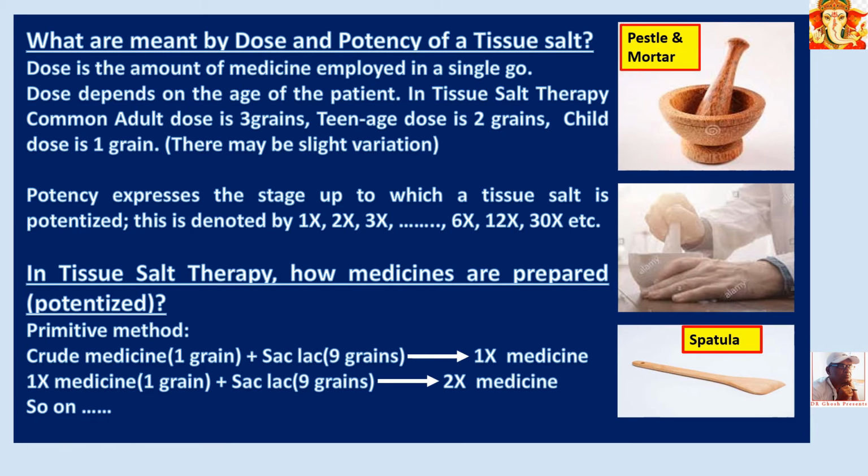Now, to go to 2x, you take 1 grain of 1x medicine and 9 grains of saclac. In the same way, you prepare 2x. This will go on. Whenever it goes higher, the medicine is less and less, but the potency of the medicine is increasing gradually. This is the principle of hormesis.